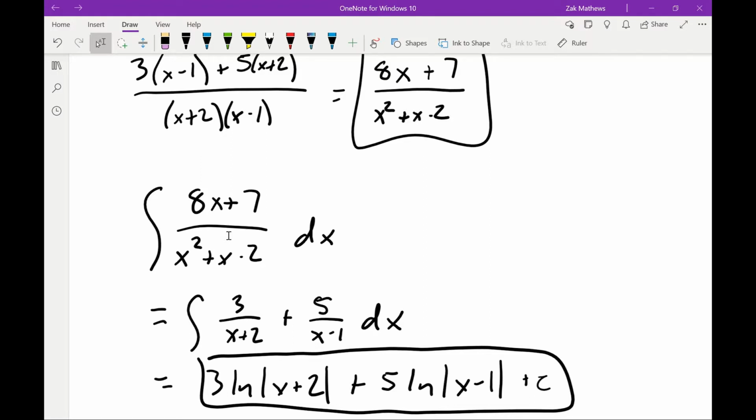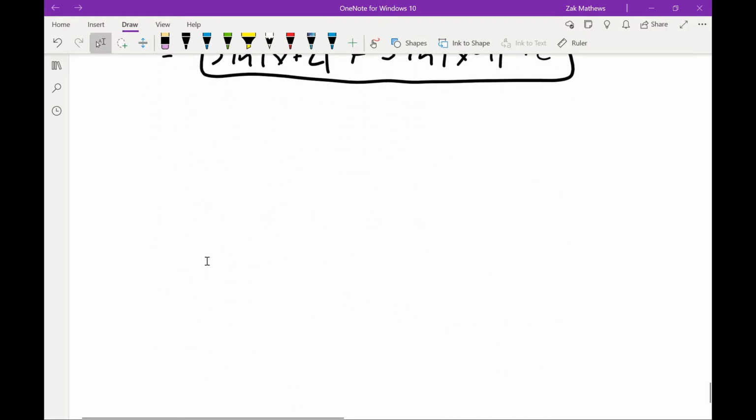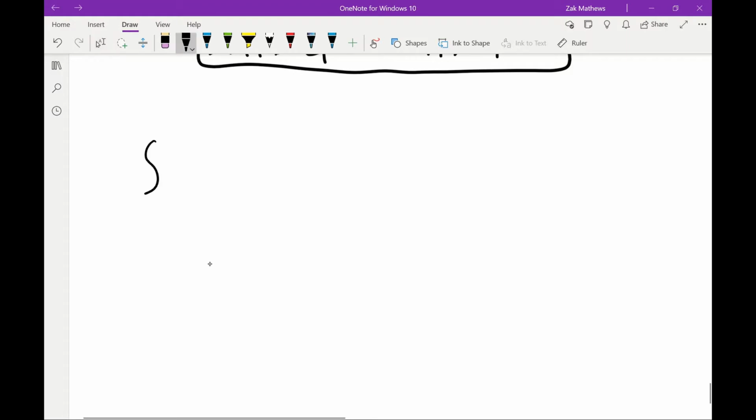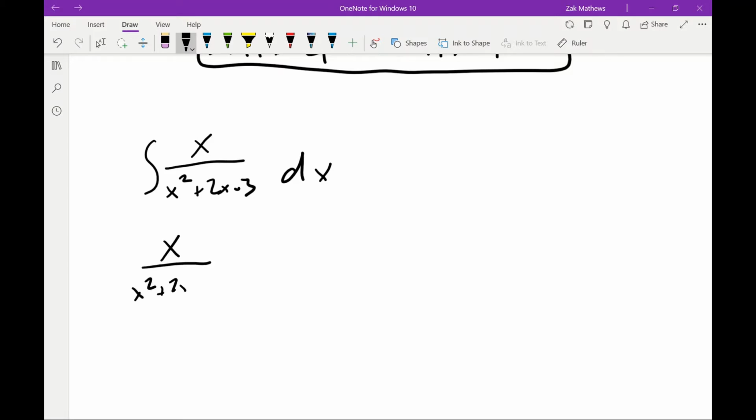Now this one was very easy because we were the ones that put it together, so we know exactly how it broke apart. But let's say we didn't know where we started. So let's take the integral of x over x squared plus 2x minus 3 dx. I look at this and I don't know what it was before it was added together. I don't have those initial two fractions, and so we need to figure out what they are. So the first thing we're going to do is some partial fraction decomposition. I'm going to ignore the integral for just a second. I'm going to take this fraction and break it down into two different fractions.